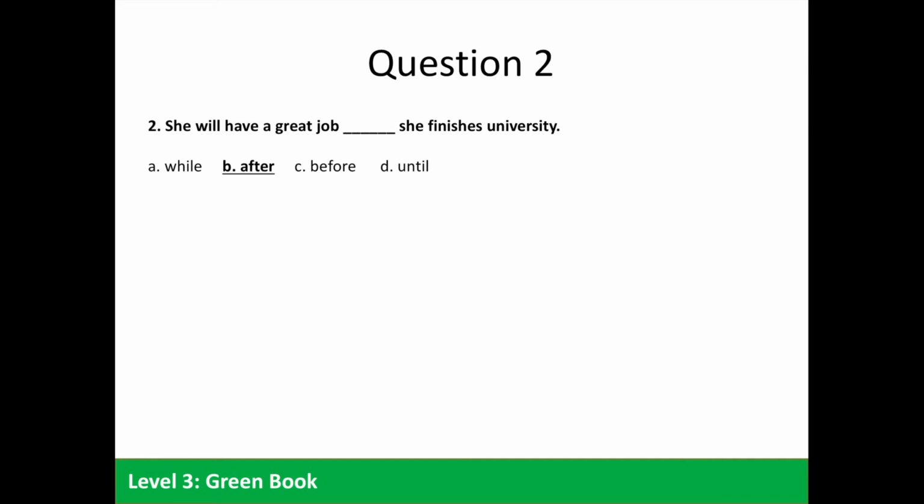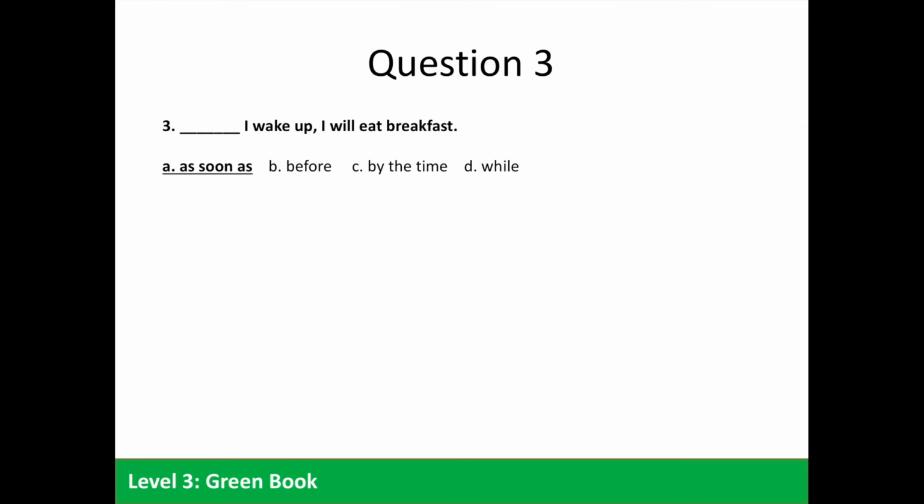Question 2. She will have a great job blank she finishes university. Again, to get a good job, we need to finish the university first, so B, after, is the correct answer. Question 3. Blank I wake up, I will eat breakfast. Here we have to wake up first, so A, as soon as, is the correct answer.